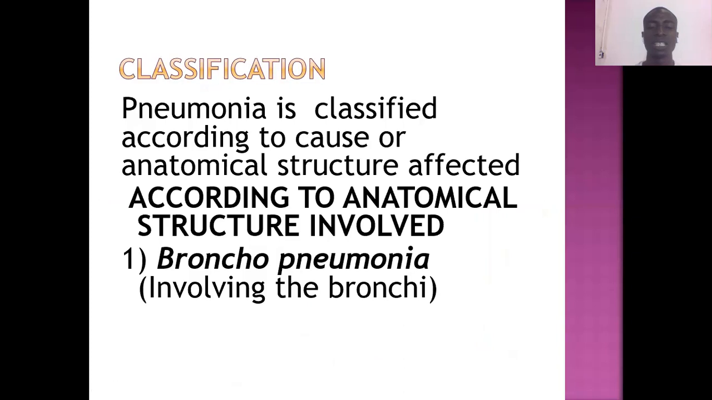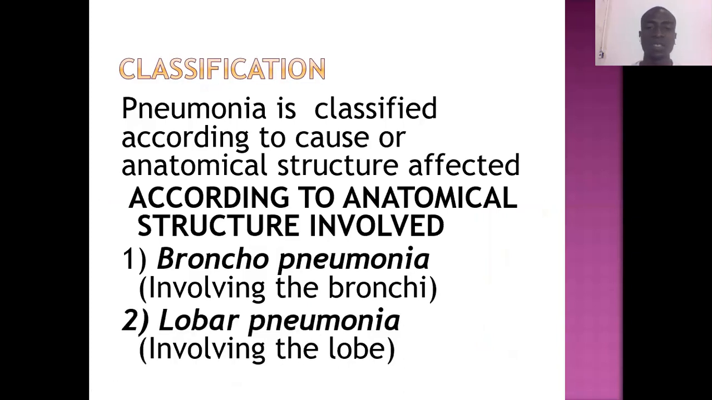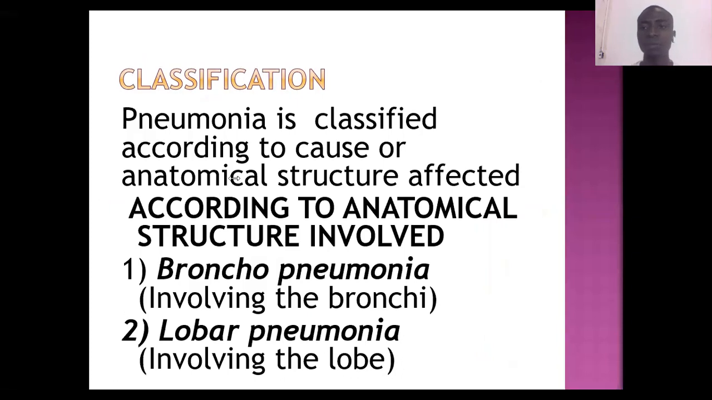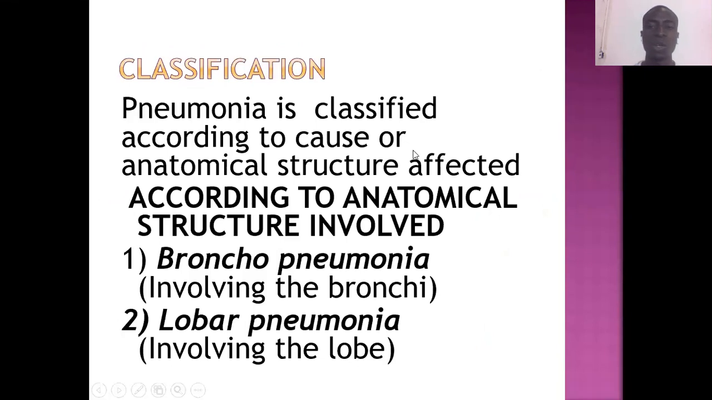Classification of pneumonia. As we said, we're going to look at the classification of pneumonia. Pneumonia is classified according to the causative organism, whether it's bacteria, fungal, or virus, or according to the anatomic structures affected. According to the anatomic structures affected, we have bronchopneumonia, which involves the bronchi. If the bronchi are affected, it's called bronchopneumonia. Lobar pneumonia involves the lobes of the lungs. If the lobes of the lungs are affected, it's called lobar pneumonia.